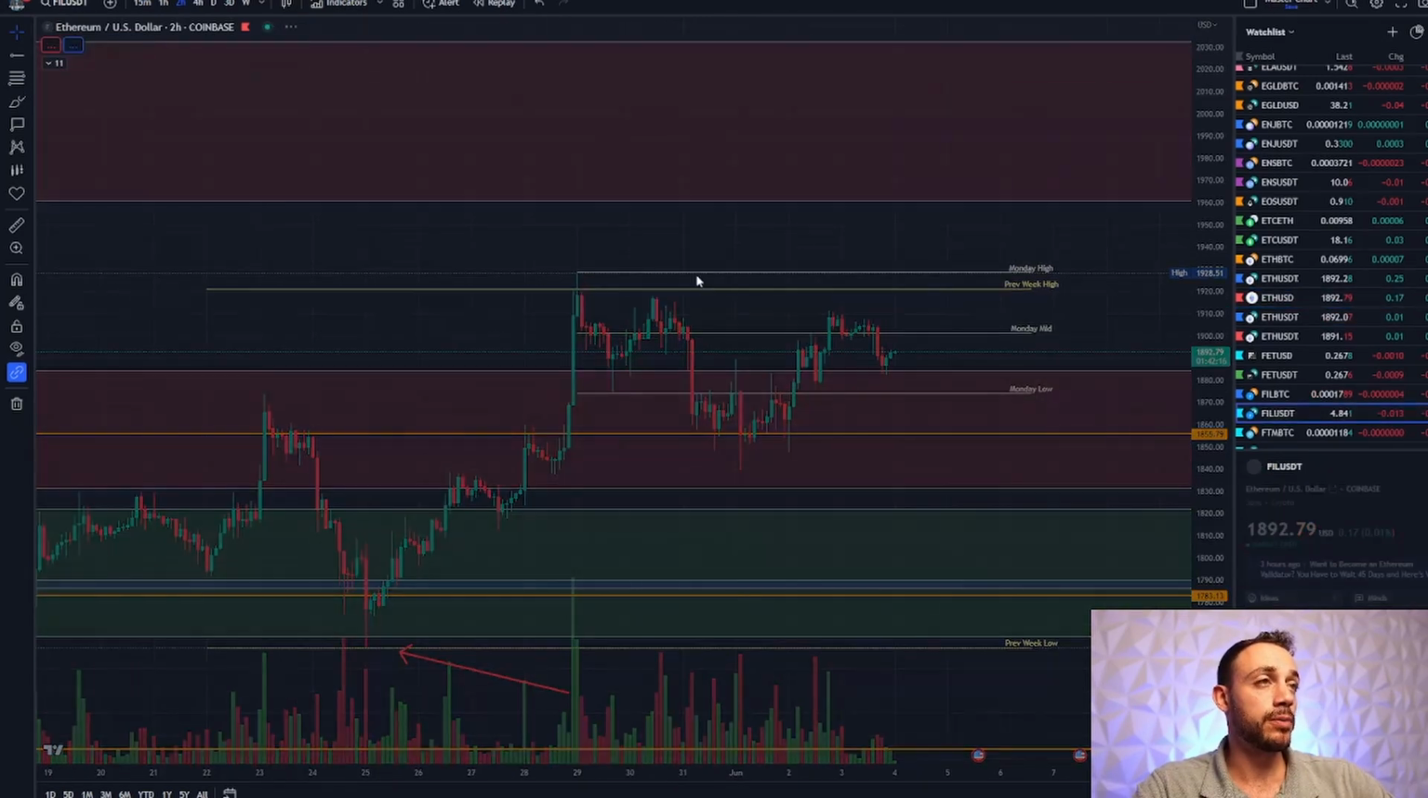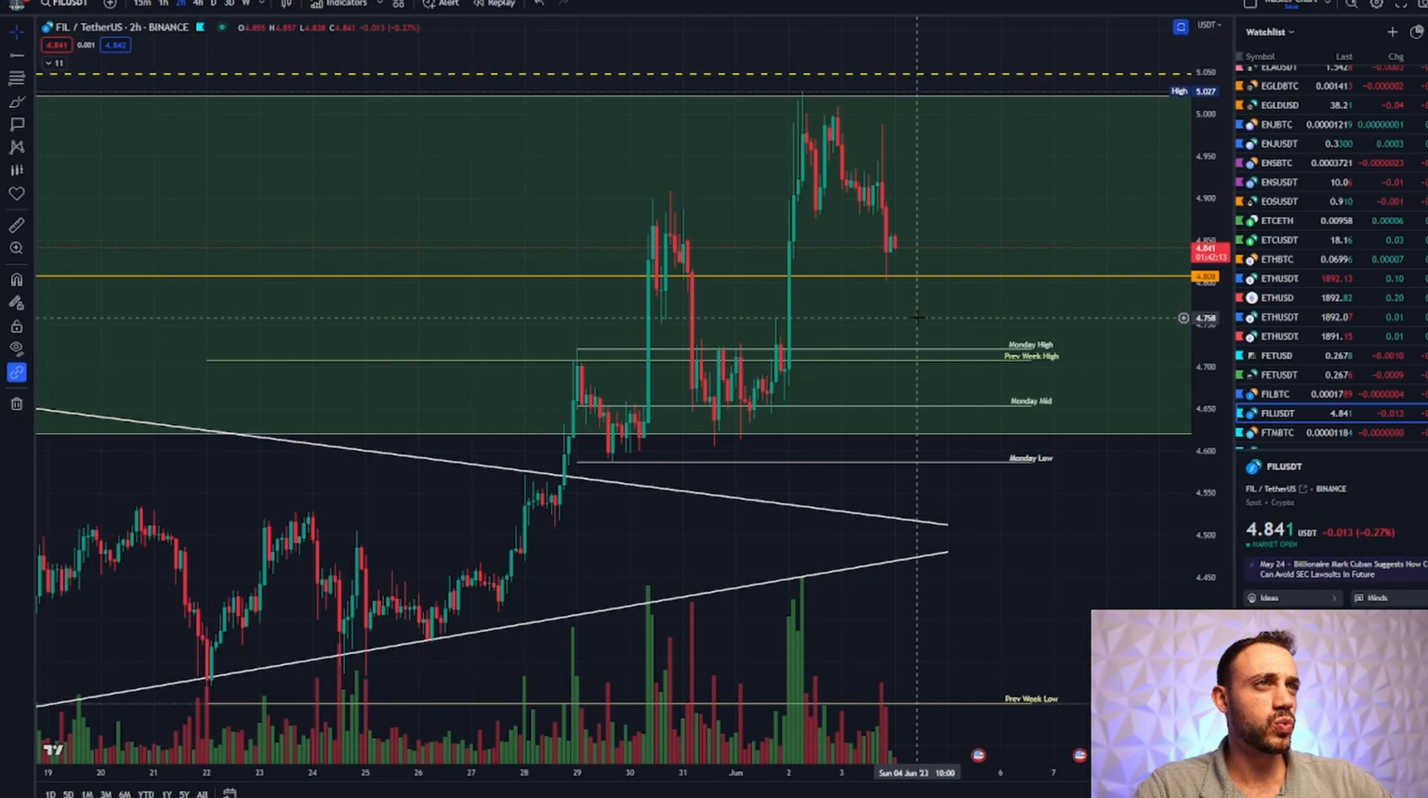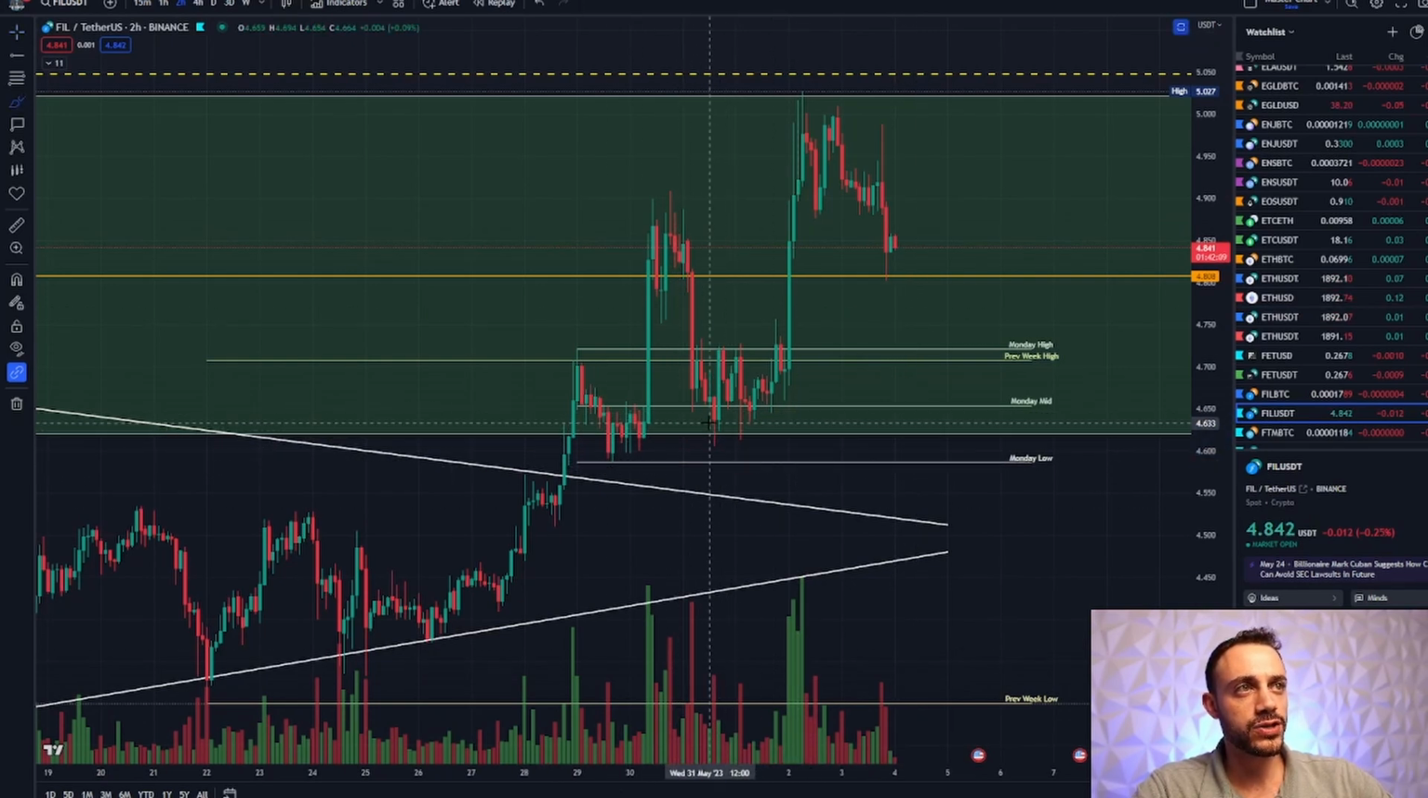So another example, Filecoin, I think had a good one this week. No, it didn't. Okay, so sometimes it's never going to break the Monday low and it's just going to take off. In this case, Filecoin had a big move, came back in the range. This is a demand zone. Okay, so price came, tested demand, and exploded out from there.